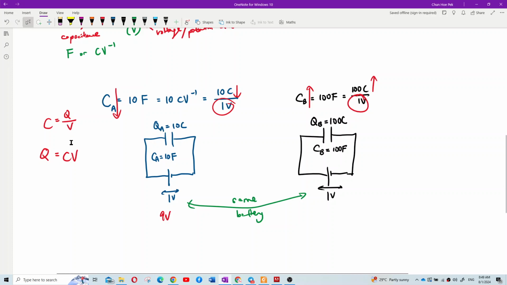So if you connect, instead of 1 volt, you change to a 9 volt battery. Now you charge your capacitor with the 9 volt battery. How much charge is stored? 10 farad multiplied by 9 volt, 90 coulomb, class. The charge stored is 90 coulomb. If 1 volt, you store 10 coulomb. If you connect to a bigger battery, 9 volt, it can store more charge, 90 coulomb. Understand?